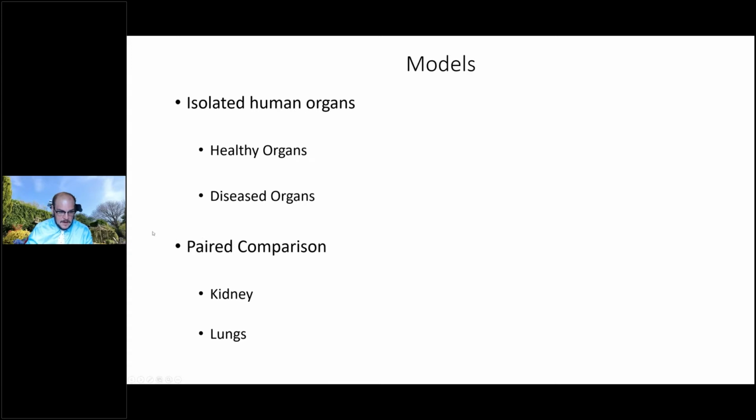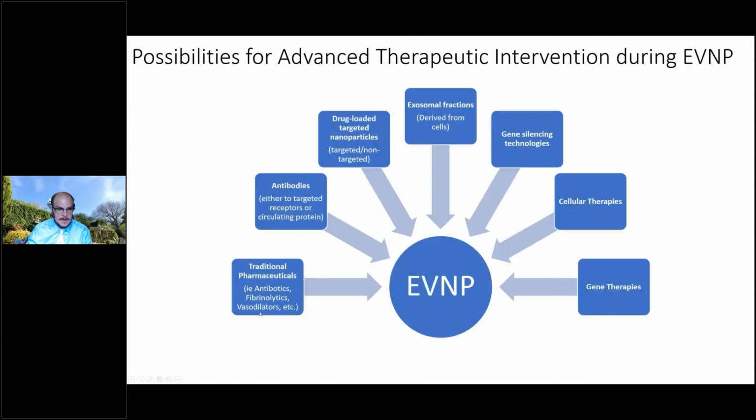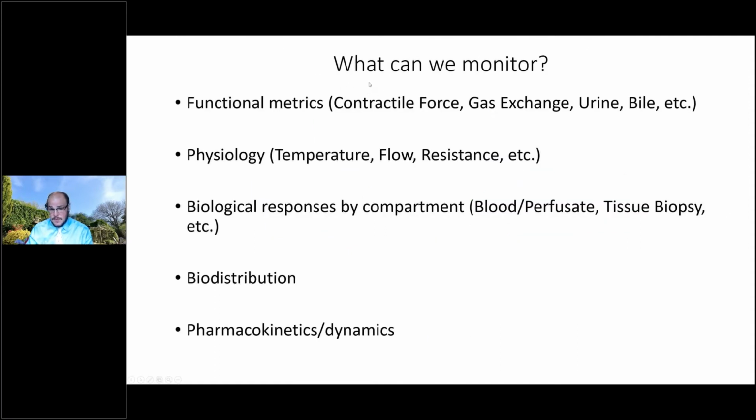We can also look at paired comparisons to minimize the donor-to-donor variability, particularly for kidneys and lungs, where we can then split the lungs, and I'll show you a bit about that. And we can add various things. I mentioned this, but ranging from traditional pharmaceuticals all the way through to cellular and gene therapies that can then change the organs during this period, and we can study the impacts of these various agents as they're circulating within the perfusion circuit. And finally, we can monitor quite a few different things from these circuits.